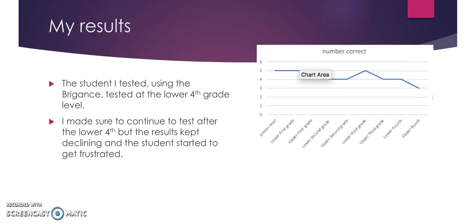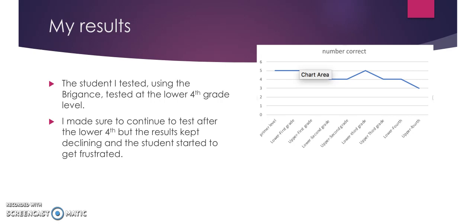So I used the Brigance on a student in my placement. The student I tested using the Brigance tested at the lower 4th grade level. So while testing, I made sure to continue the test after the lower 4th grade level, but the results just kept declining and the student started to get frustrated. So my graph stops at the upper 4th grade level.